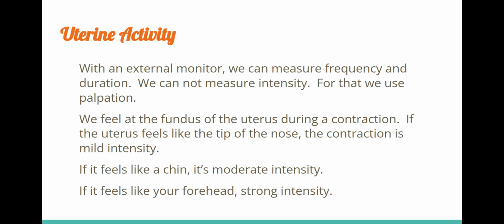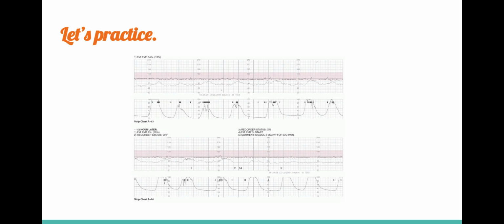If the uterus feels like the tip of your nose, go feel the tip of your nose right now, the contraction is mild. If it feels like your chin, feel your chin right now, that is moderate intensity. And if it feels like your forehead, that is strong intensity. And that is how we would measure intensity with palpation. If we have an IUPC in, we will get a number that reflects millimeters of mercury. There's all kinds of things you can do with that. I'm not going to get into them here because this is basic. Let's practice real simple and then we're done.